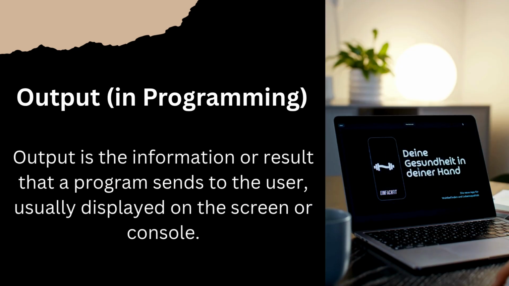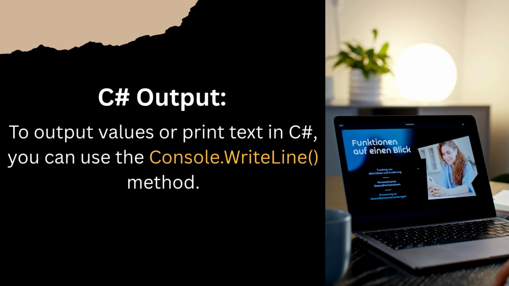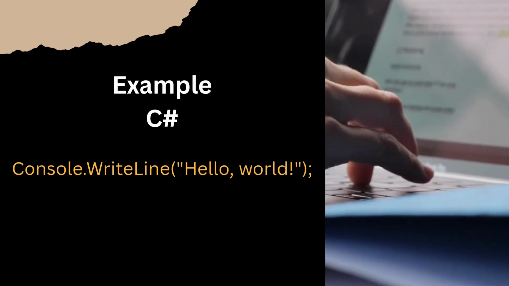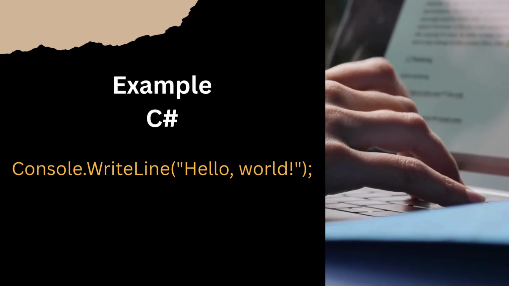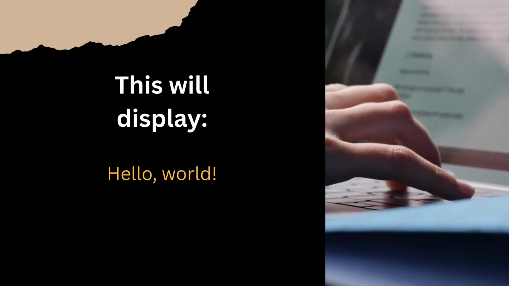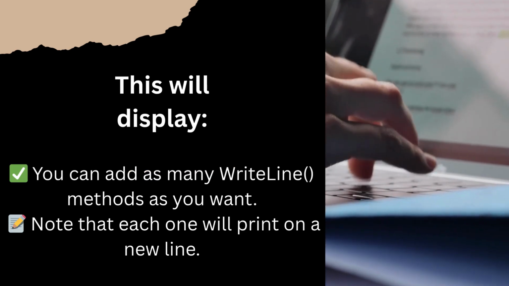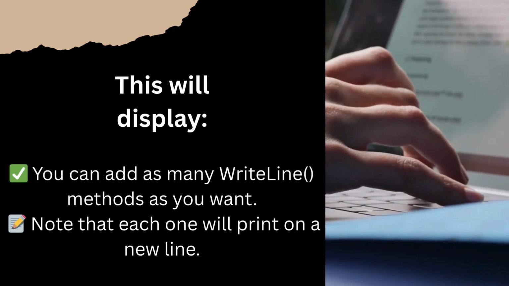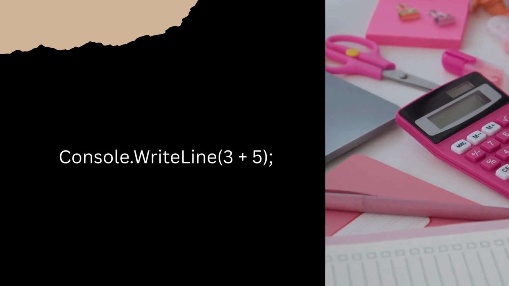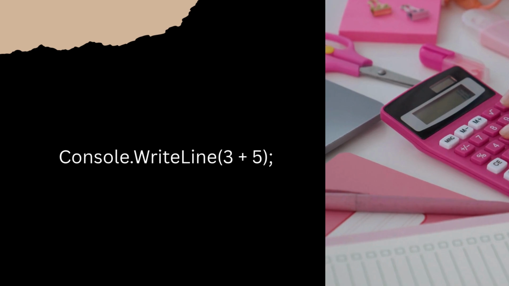Now, in C#, we use the Console.WriteLine method to make the computer talk. It's like giving it a megaphone. For example, if you type Console.WriteLine hello world, the computer will shout hello world on the screen. And you can add as many of these lines as you want. Each one will be printed on a new line, creating a whole conversation. You can even do math, like Console.WriteLine 3 plus 5, and the computer will smartly tell you the answer.